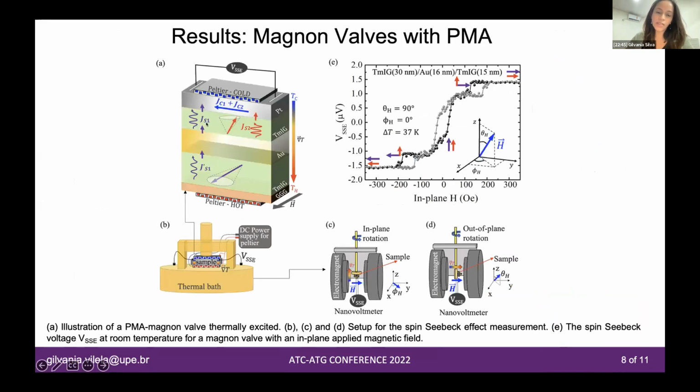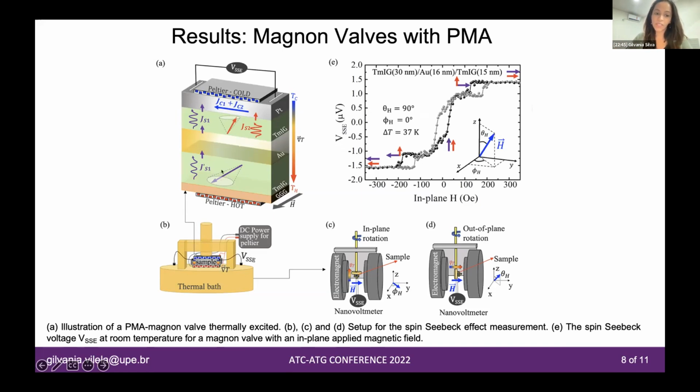So here you can see a schematic picture of the magnon valve where you have two TIG or TMIG films separated by a spacer layer of gold. And on the top of the structure, we deposited a platinum film. The idea of the platinum film is to behave as a spin detector, where we will use a Peltier to excite a thermal gradient through the structure.